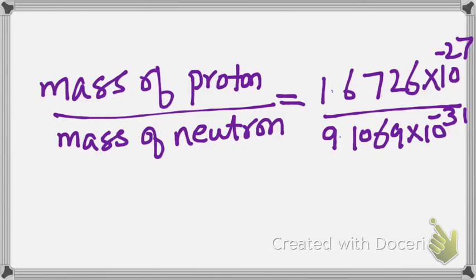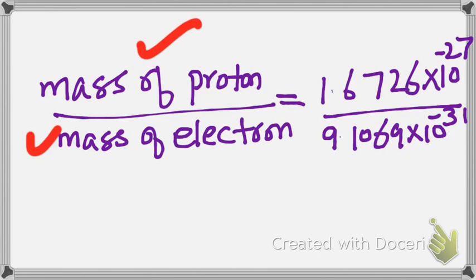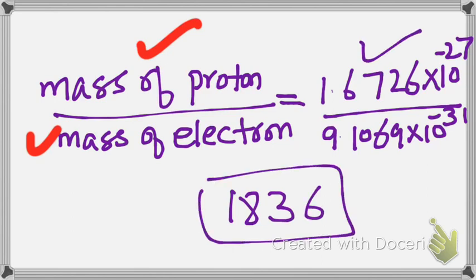When we divide mass of proton by mass of electron, we get 1836. It means this is the mass of proton divided by mass of electron. We get 1836. It means proton is 1836 times heavier than electron.